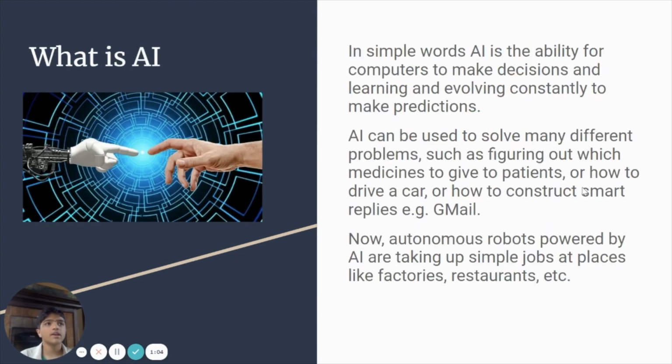I like to explain AI to the kids that I teach as the ability for computers to make decisions on their own without humans helping them. And they're used to solve many different problems, as we know, like how to drive a car or giving automatic replies like email. And they're even taking up some simple jobs like being a waiter or robotic arms at factories to make stuff.